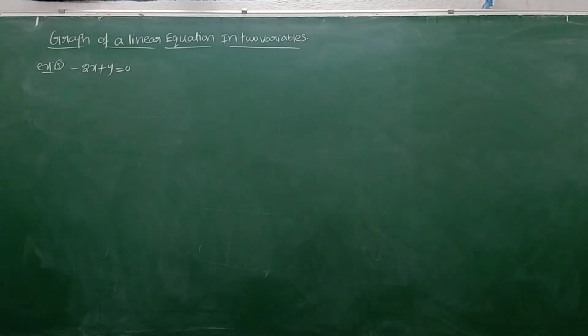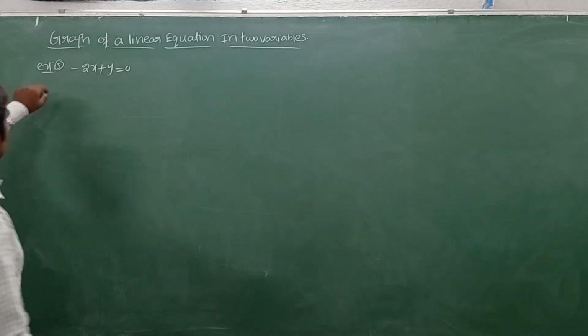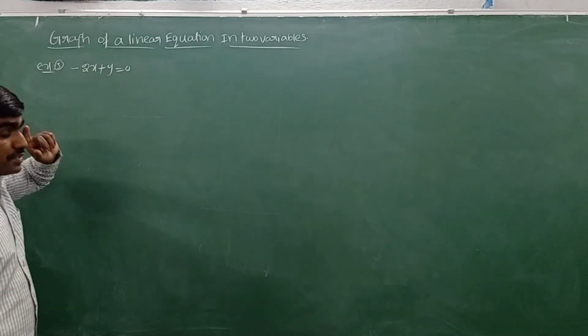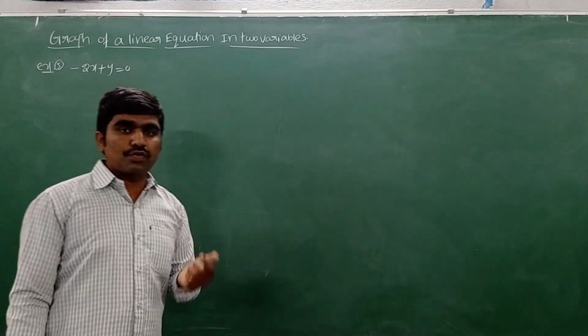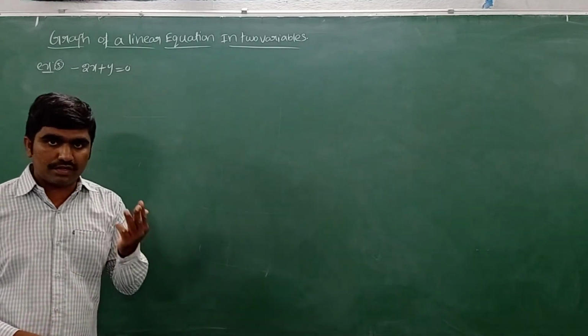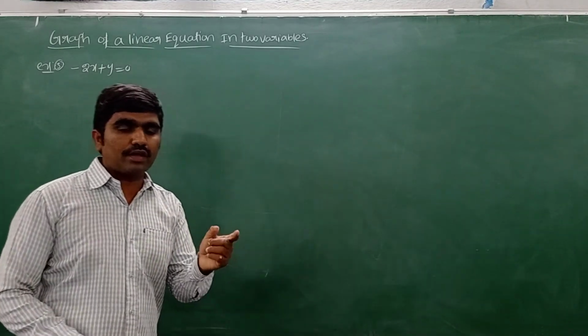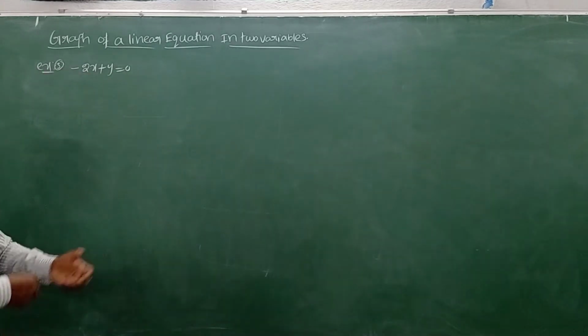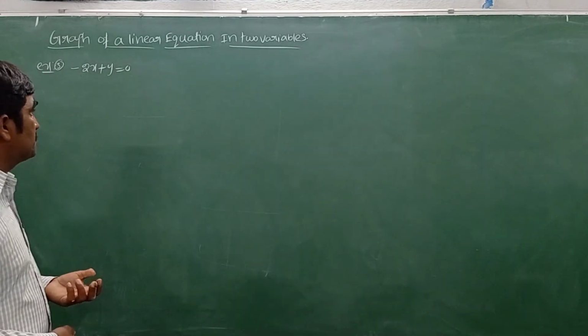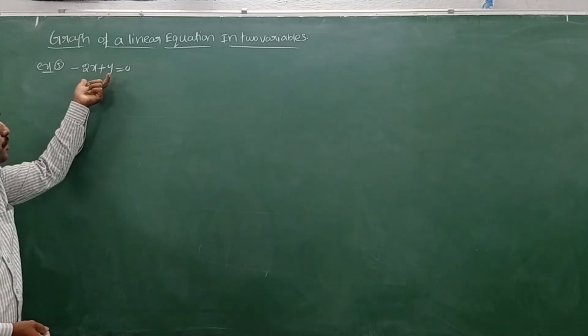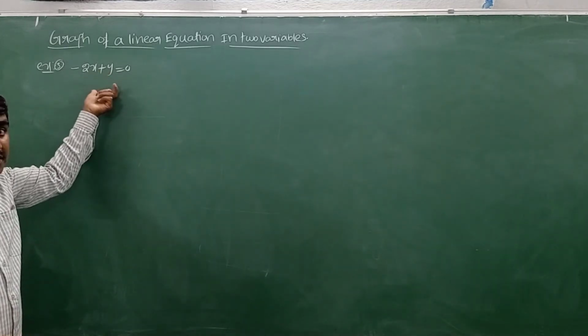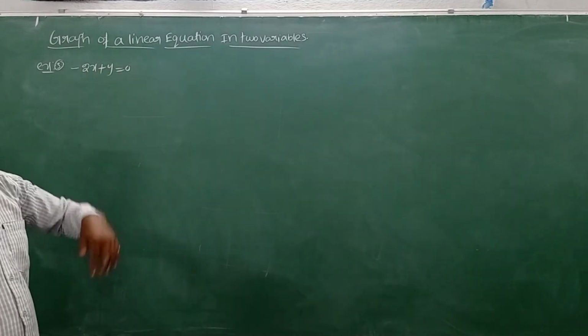Let's see one more example now. Here I am taking the third example, -2x plus y is equal to 0. In a linear equation in 2 variables, maximum we can see only 3 terms: x term, y term, constant. In the previous example I took 3 terms, but here I took only 2 terms. Can you see this term is missing here? Yes, the constant term is missing.